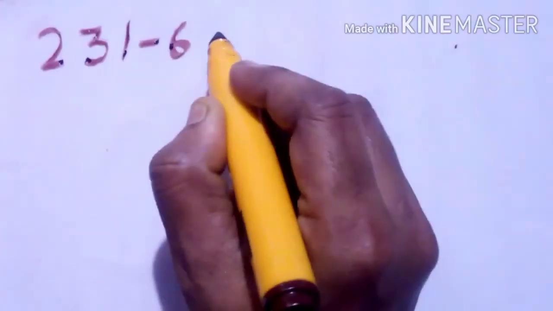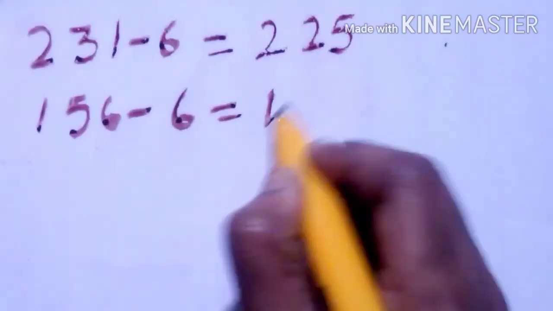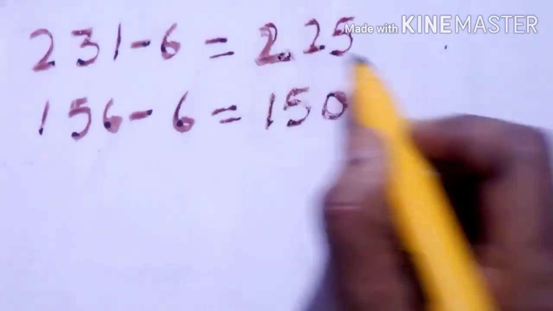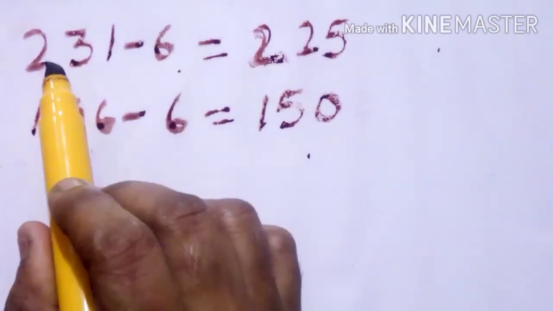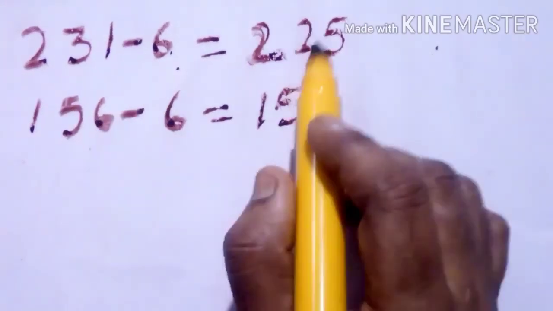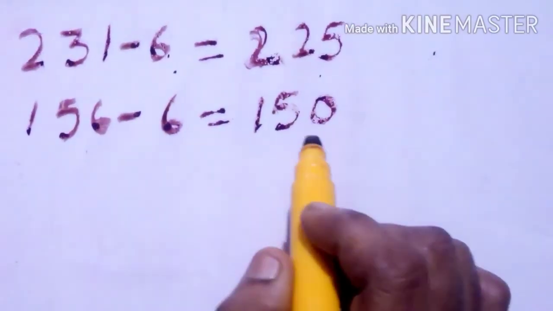Okay. So the solution is, as the number divides 231 and 156, leaving a remainder 6, therefore, it will not divide properly. It will get the remainder 6. So therefore, it must divide 231 minus 6, which is equal to 225, and 156 minus 6, which is equal to 150. So the largest number will divide 225 and 150 exactly. So we have to find the HCF of these numbers, 225 and 150.